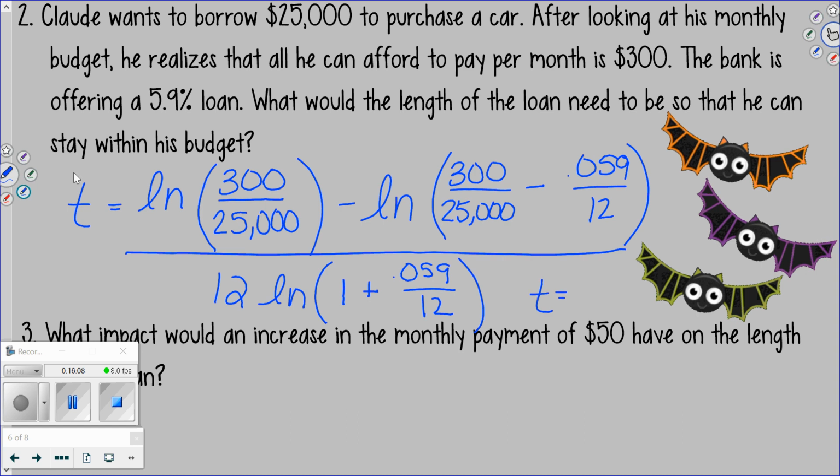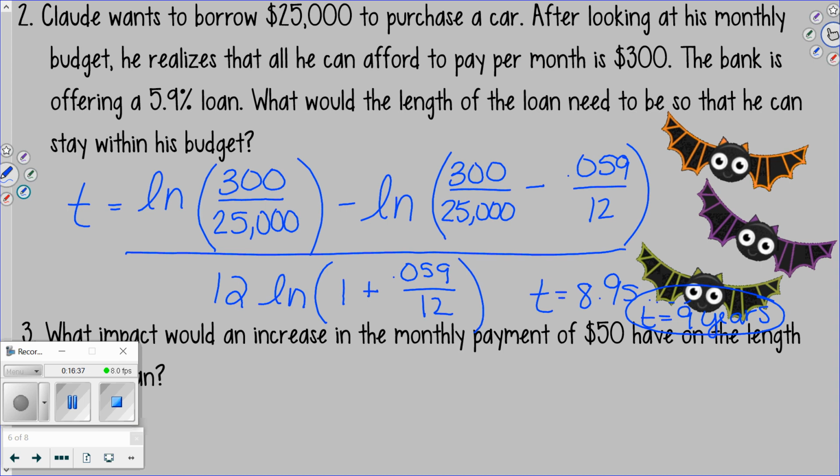So you get 8.95, and a bunch of other digits. So how long of a loan do I need? I need 9 years. All right, so guys, on this, if Claude wants to borrow $25,000 and only pay $300 a month to pay that off, it's going to be a 9-year loan.